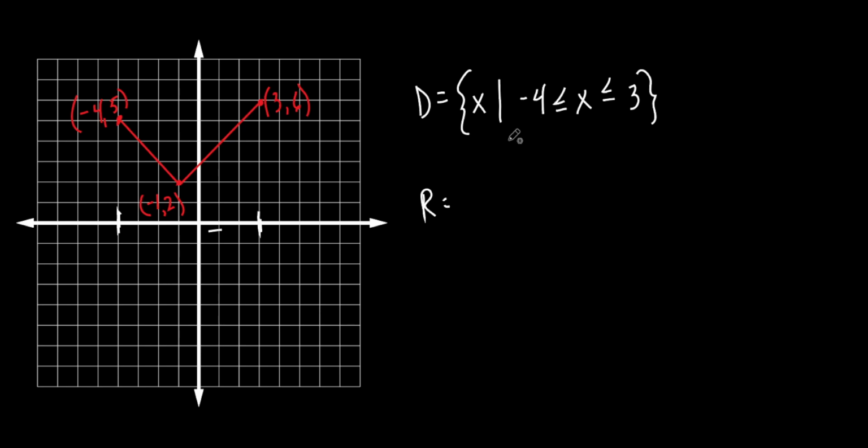You got to at least get used to seeing it, because you're going to see it when you take pre-calc next year. You'll see this all the time. You just got to know what it means. It just means all the x's such that x is between -4 and +3.